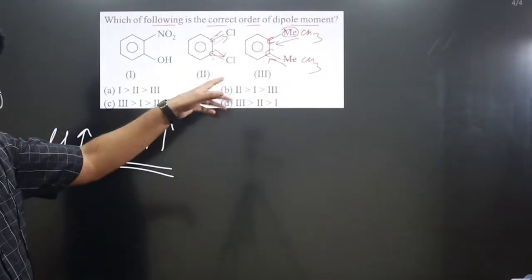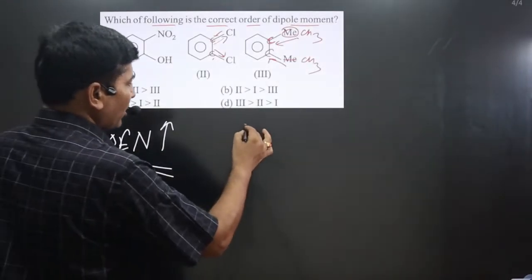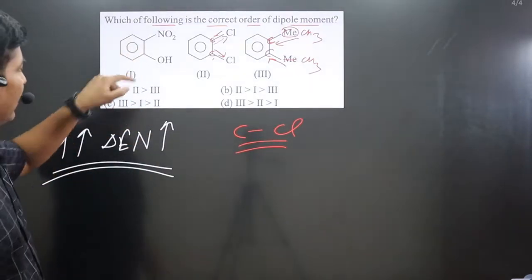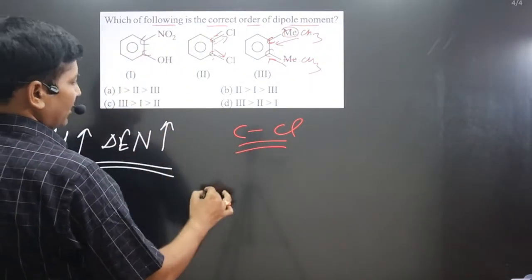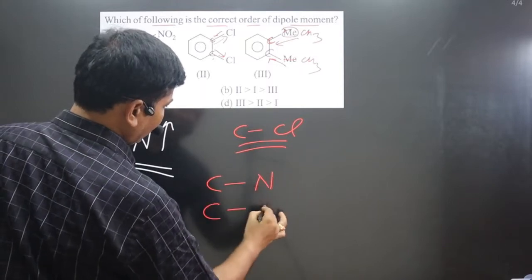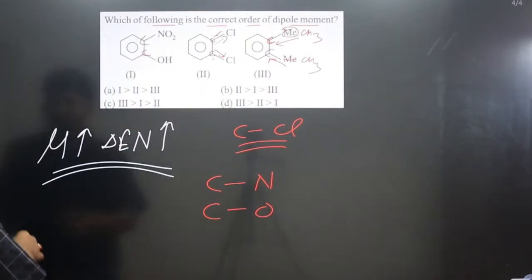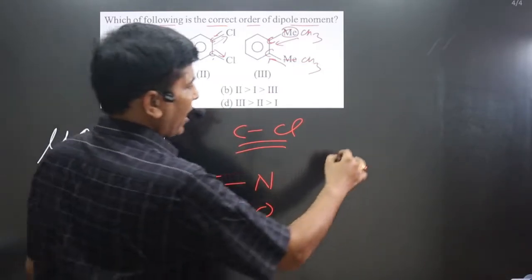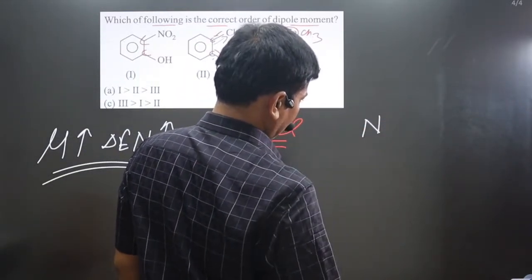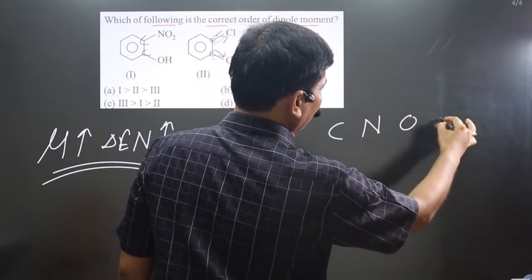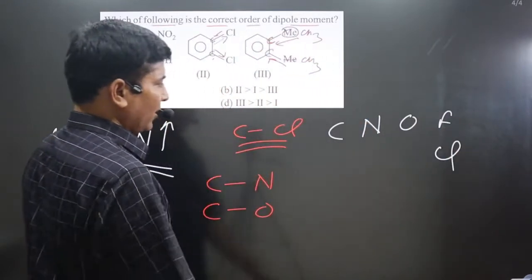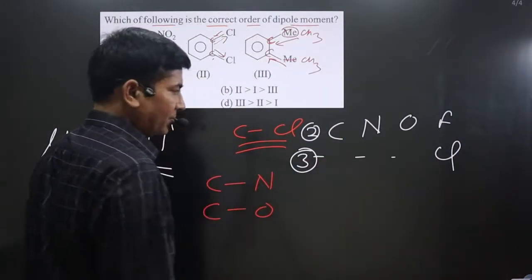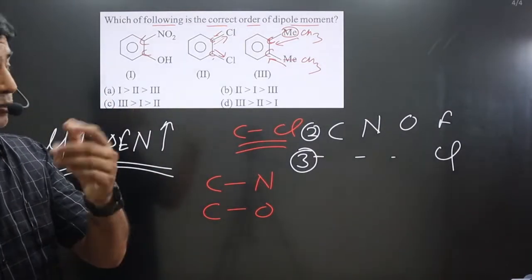Overall, we need to focus on the electronegativity difference. If I am talking about carbon and Cl, what is the electronegativity difference? In this case, we have carbon, nitrogen, and carbon, oxygen. We have the electronegativity of these elements: nitrogen, carbon, oxygen, fluorine, and Cl. You can see they are present in the second period and the Cl is present in the third period. Smaller the size, higher the electronegativity.